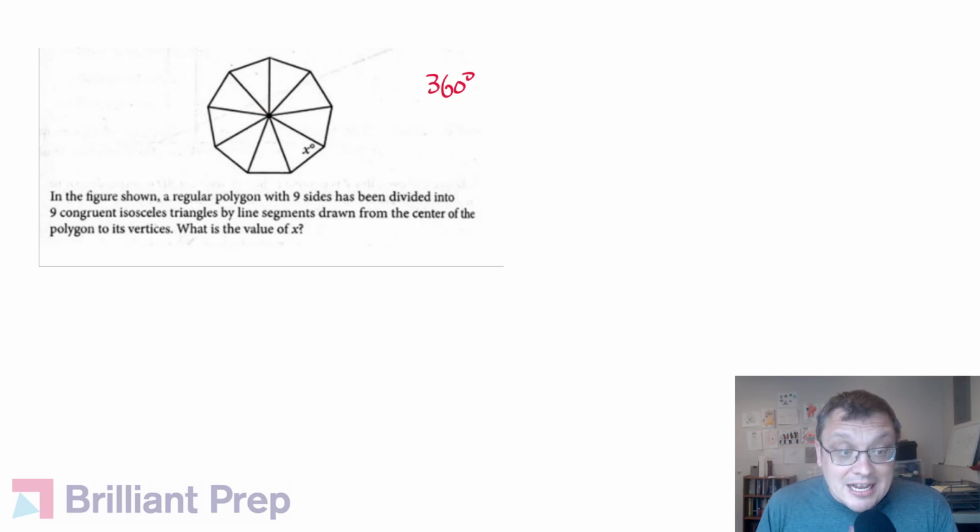We have 9 congruent isosceles triangles, which means all of these angles are congruent. So if I'd like to find the measure of one of these angles, for example, this one, I can just go ahead and divide by 9. So 360 divided by 9 will give us 40 degrees. So I know this is 40.